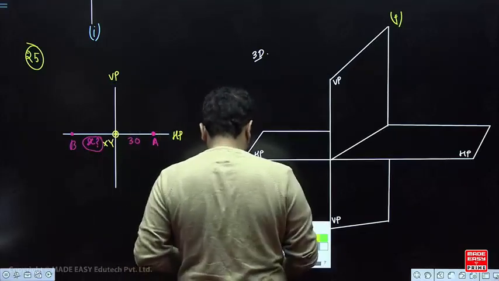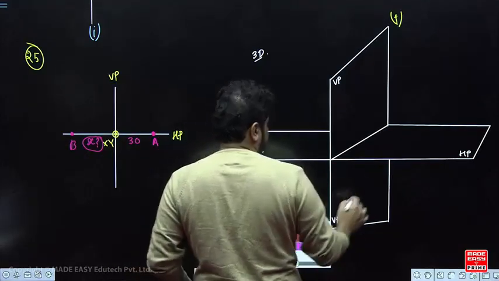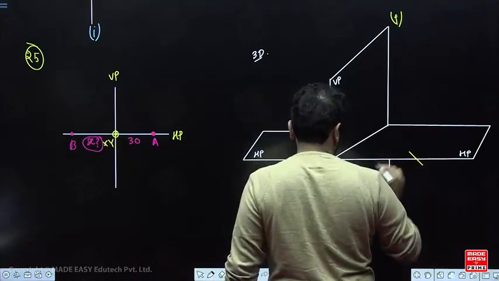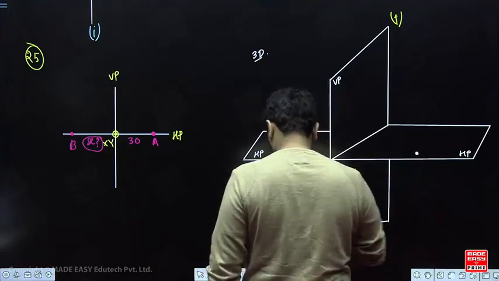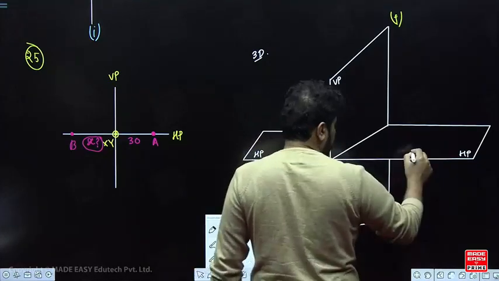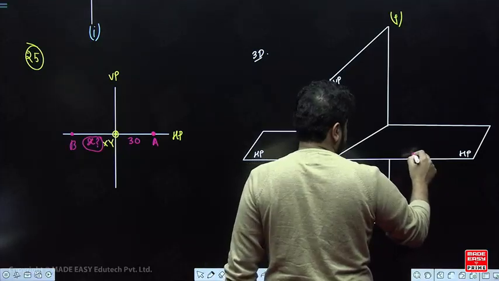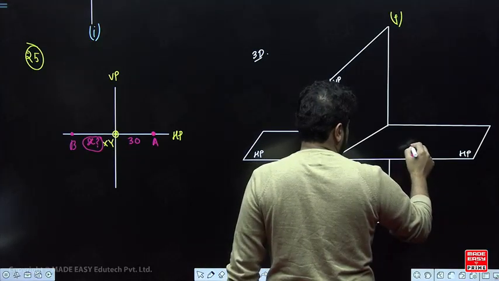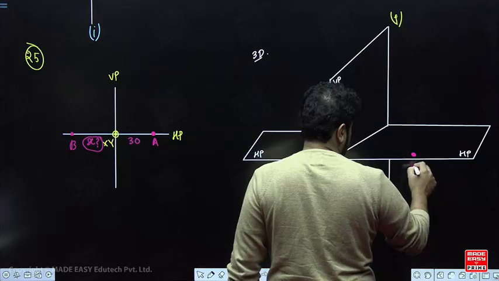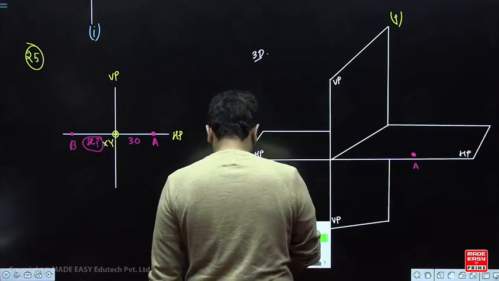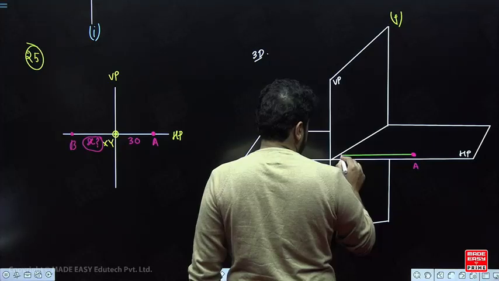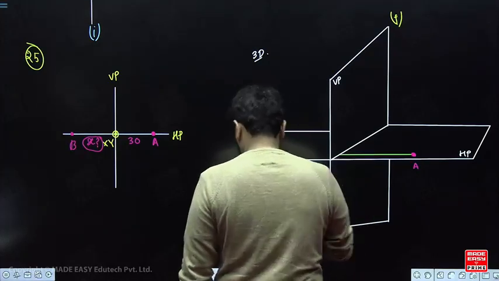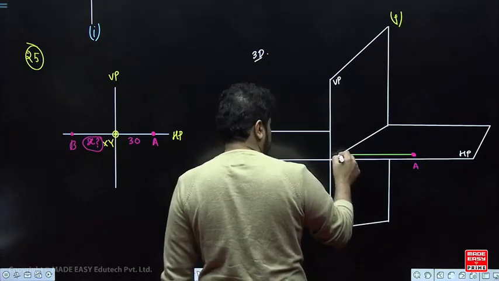Here see, point A is where? Let us say this is a point A. It is said that point A is in HP. Let us consider this is the point A. So, where will be the front view of this point? The front view of this point will be somewhere here, isn't it? Okay? This will be your A dash.